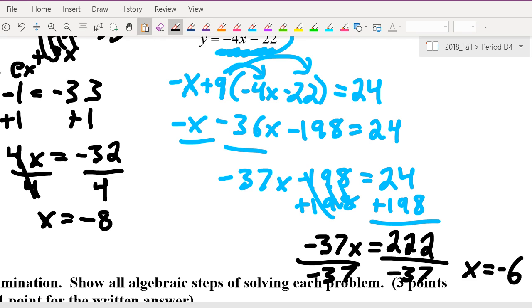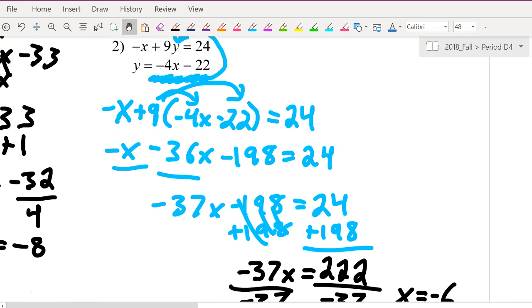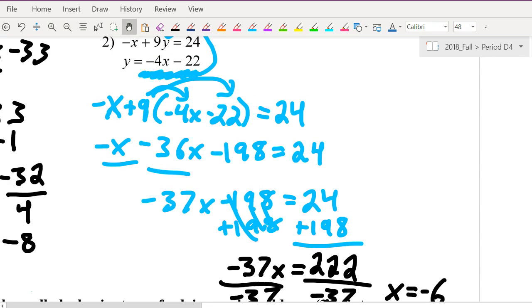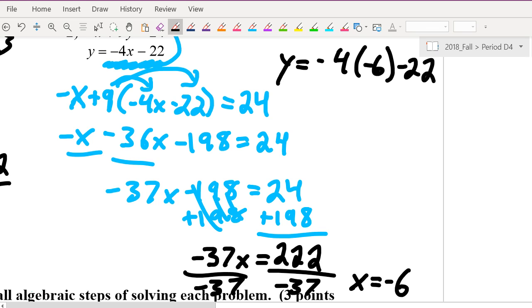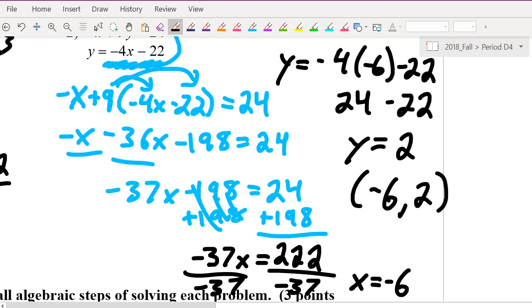Alright, and then we can put that back inside one of these equations. What's easier, the top or bottom one? Bottom one? Okay. I'll trust you on that. Y equals negative 4 times negative 6, so that's positive 24 minus 22. Y is equal to 2. Okay, final answer, negative 6 comma 2.